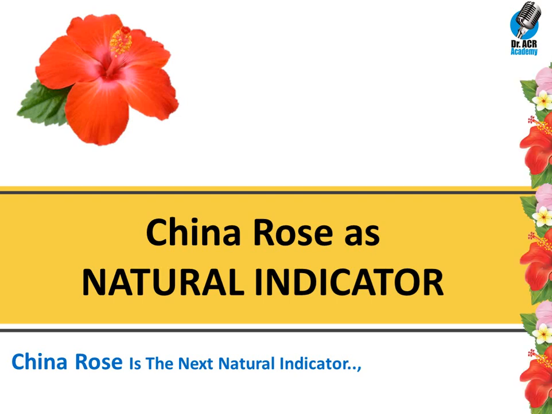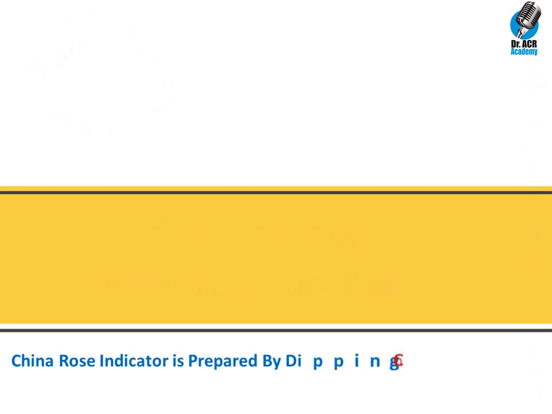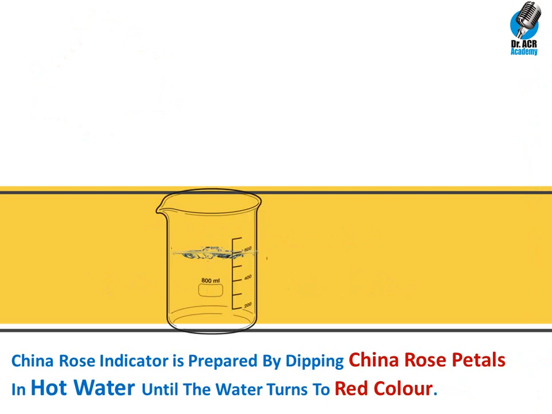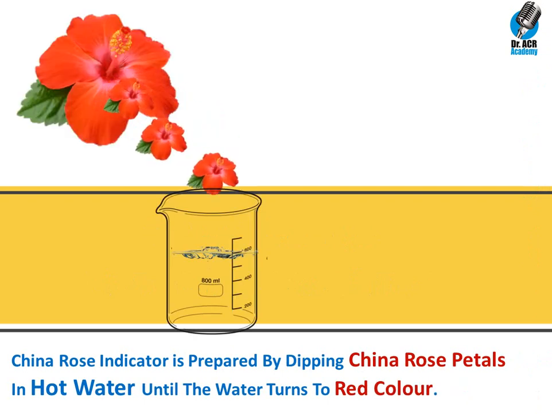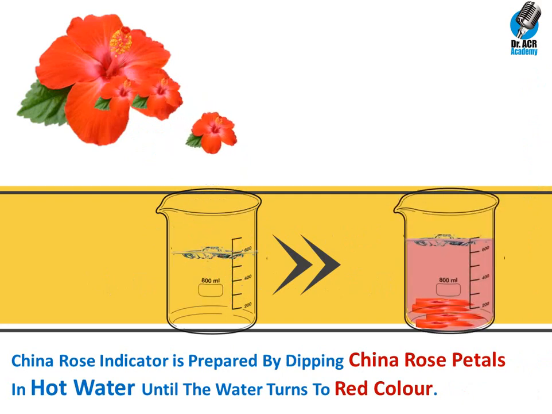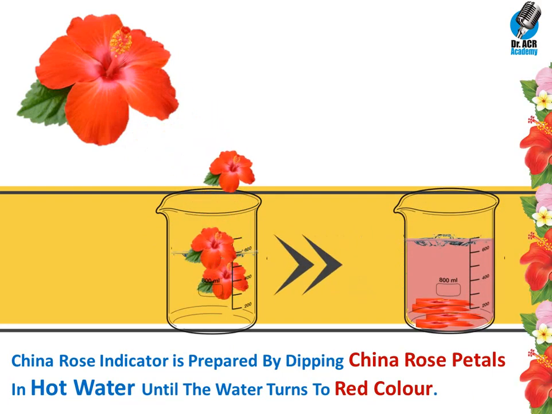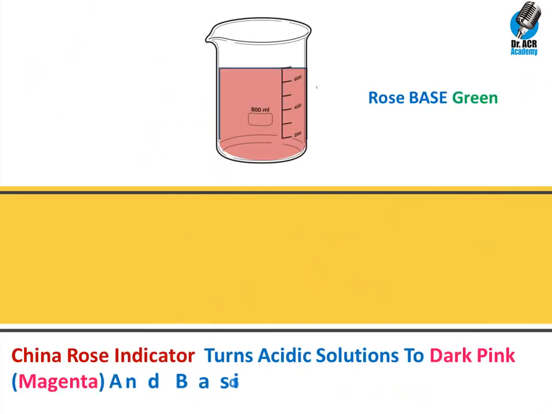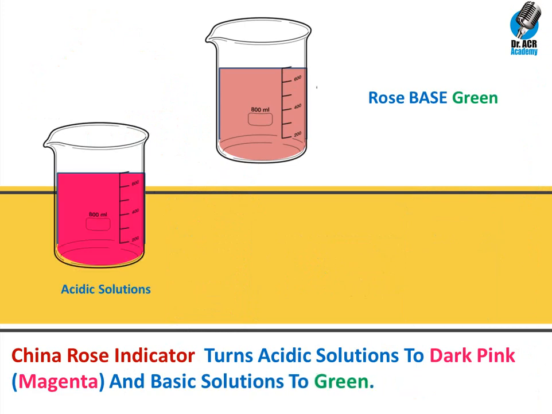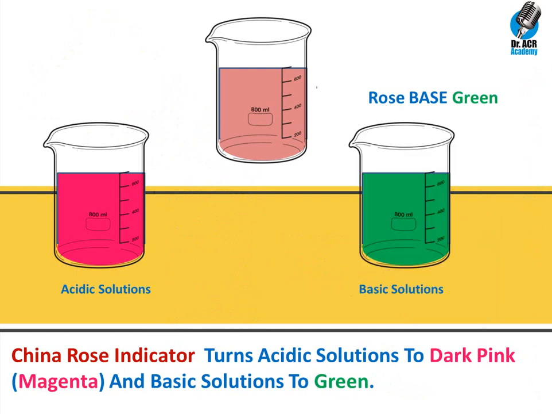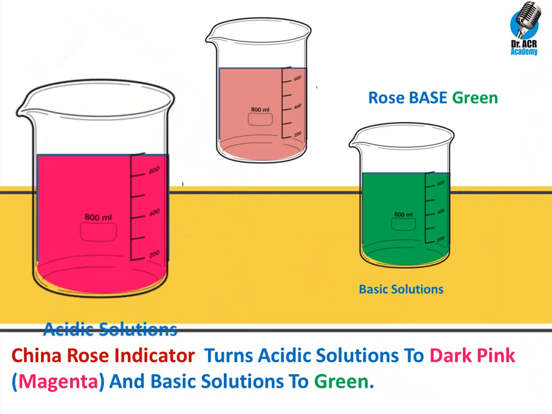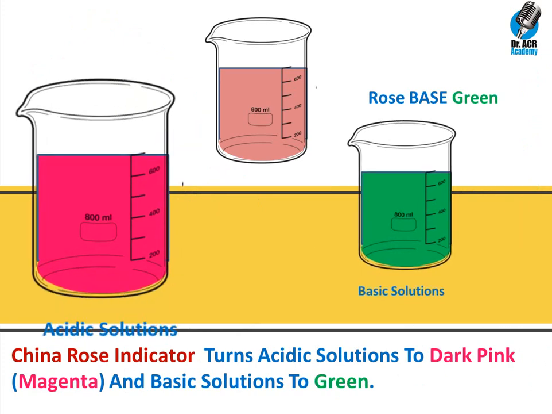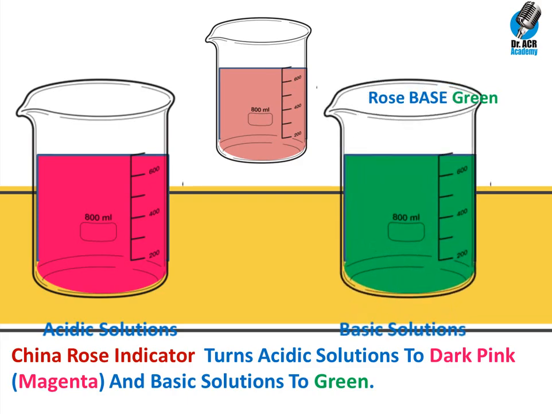China rose as a natural indicator. China rose is our next natural indicator. China rose indicator is prepared by dipping China rose petals in hot water until the water turns red. China rose indicator turns acidic solutions dark pink or magenta and basic solutions green. And this is an acidic solution called magenta, and this is a basic solution which has green color.